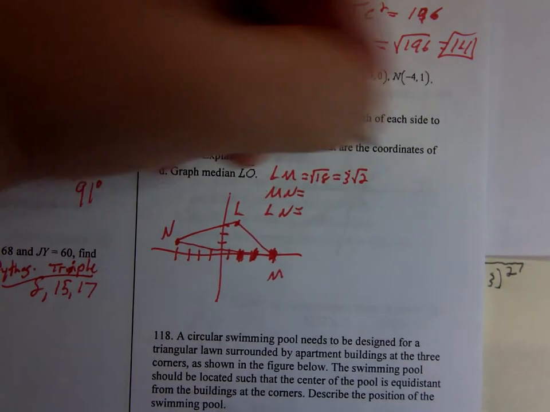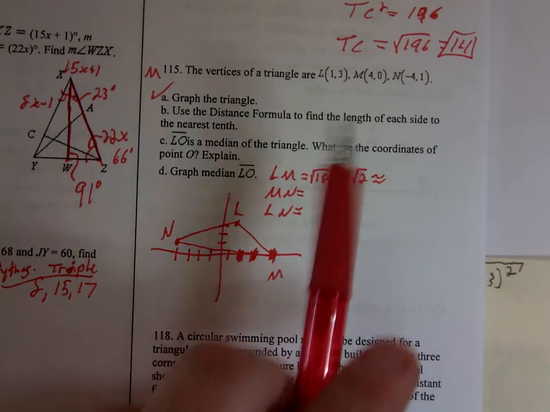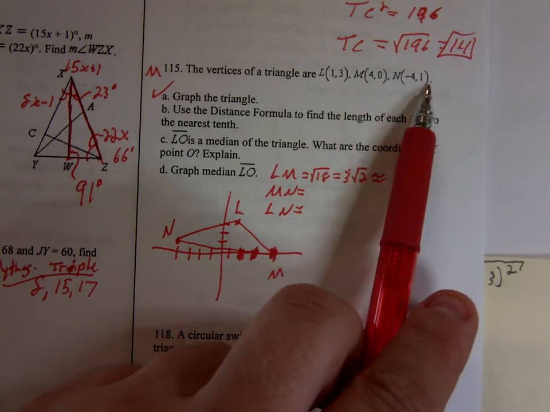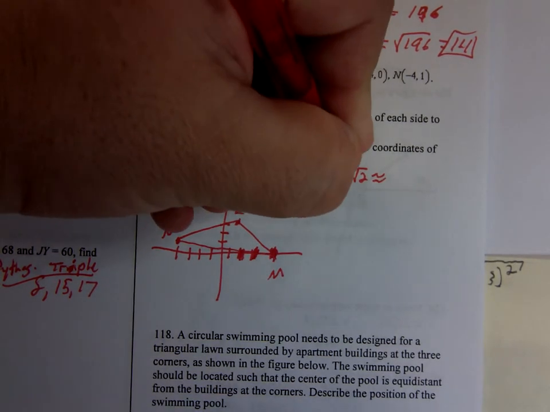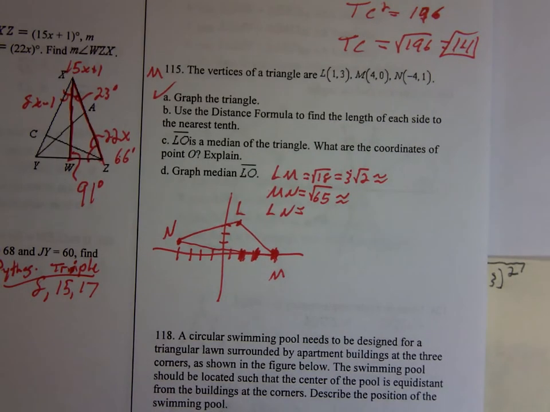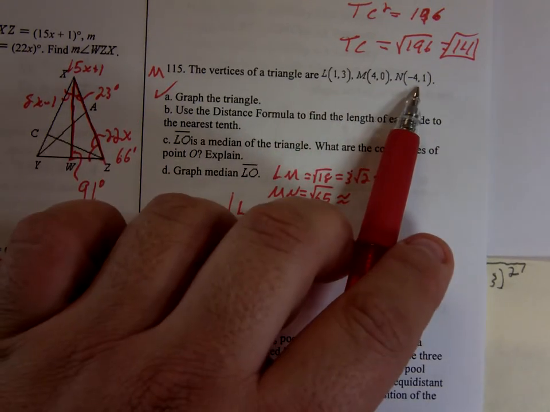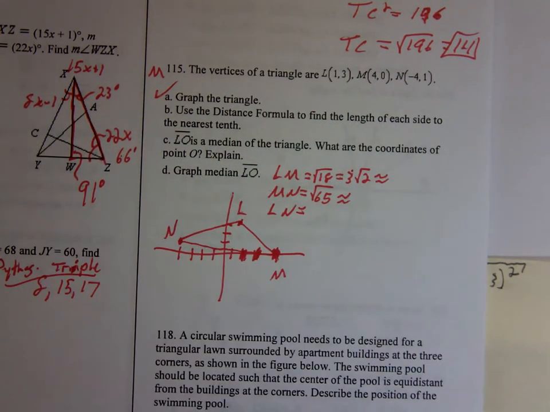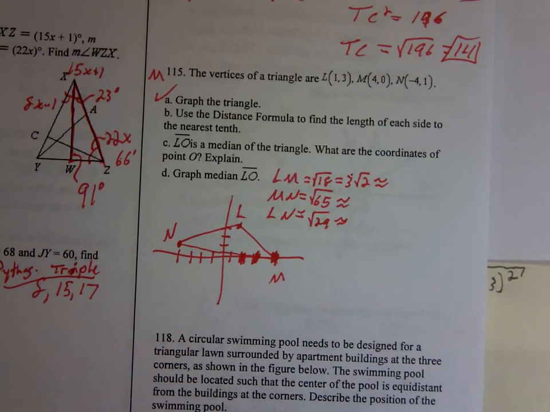I don't care. MN, 4 to negative 4, that's 8 units. And then from 0 to 1 is 1 unit. So 8 squared is 64. 1 squared is 1. 64 plus 1, 65. And then you can simplify that to the nearest tenth. It's 1 decimal place. And lastly, L to N. 1 to negative 4, that's 5 units. And then from 3 to 1, that's 2 units, negative 2 units. So 5 squared is 25. 2 squared is 4. So square root of 29. There are my 3 lengths. So that's the distance formula taken care of.